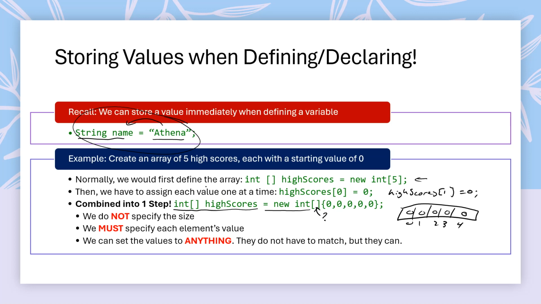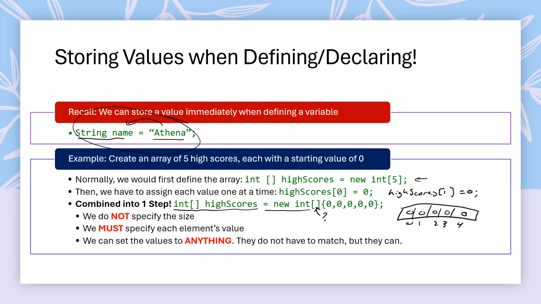Great. Okay, so just a couple points. As I said, we don't need to specify the size. We do need to specify each element's value. Now here I set them all to be zeros, but they don't have to be. We can actually set those values to anything that we want. They don't have to match, but they can if you want them to. That's completely up to you.